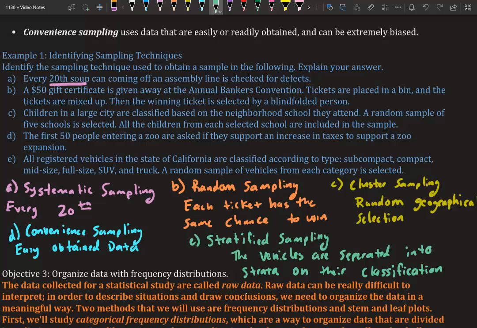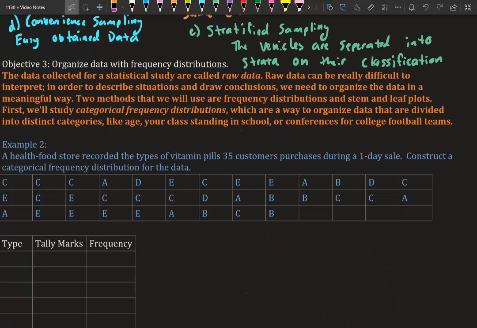So the vehicles are separated into strata. That's what it's called when they're put into groups based on their classification. Organized data with frequency distributions.